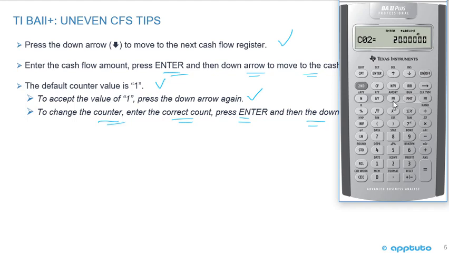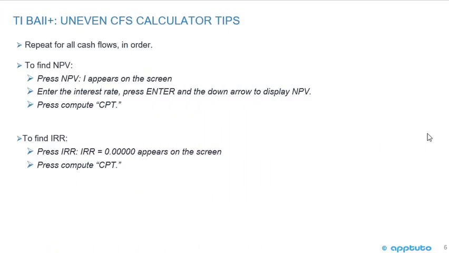We're going to enter, and then if we went to the NPV key, we'd put in the interest rate of 10%, hit enter, arrow down, and we'd hit compute: 3.4499. So carrying on, we would repeat for all cash flows in order.